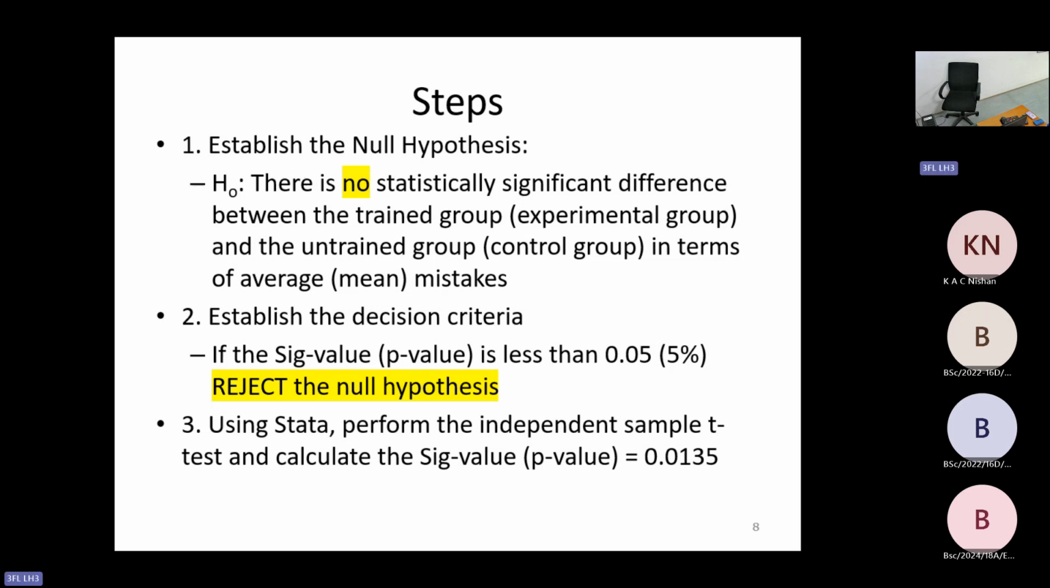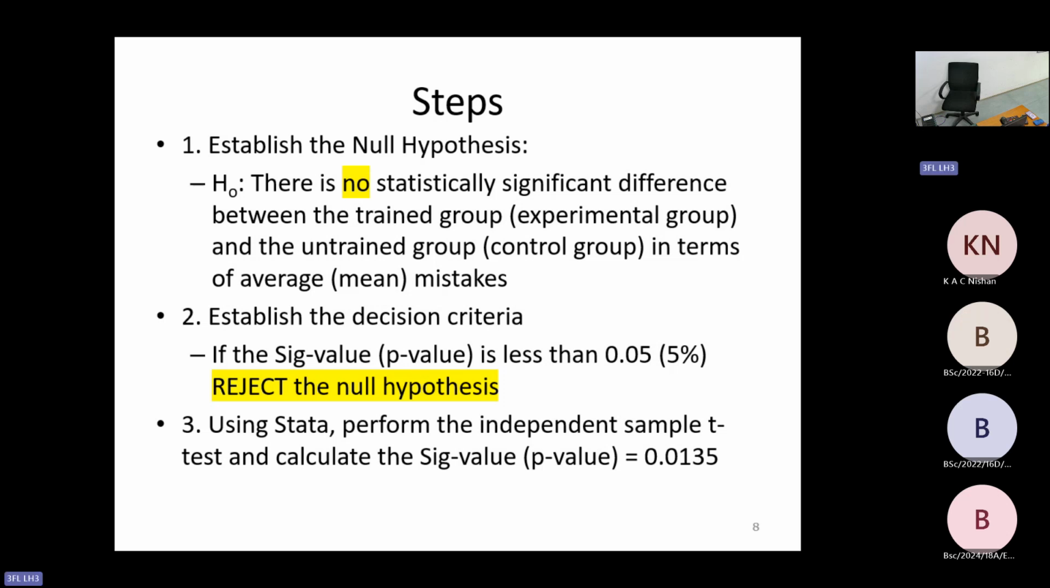There is no statistically significant difference between the trained group, the experimental group, and the untrained group, the control group, in terms of what? Mistakes. In terms of average number of mistakes, there is no difference between these two. So that's what your null hypothesis is. No difference.